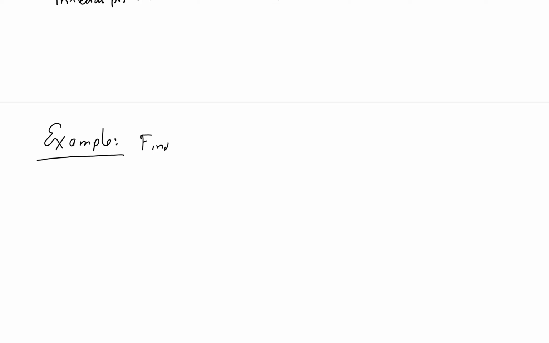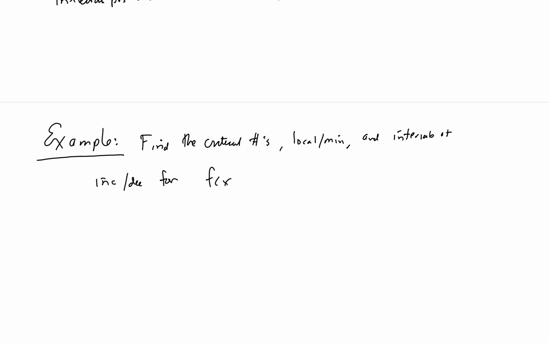Let's find the critical numbers, and local max/mins, and intervals of increasing/decreasing for f of x equals x to the 4/5 times (x minus 4) squared.